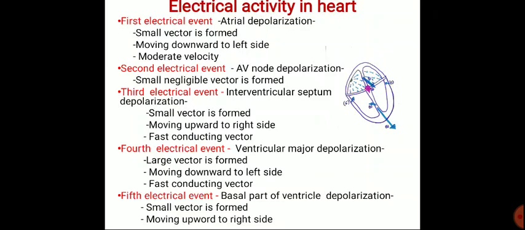The fourth electrical event is the depolarization of the whole of the ventricle. A large vector is formed moving downward to the left side, a fast conducting vector. The fifth electrical event is the depolarization of the basal part of the ventricle. A small vector is formed moving upward to the right side. So this is all the electrical activity in the heart. Please go through these electrical activities of the heart very carefully, and then you will be able to understand how the different waves in the electrocardiogram are produced.